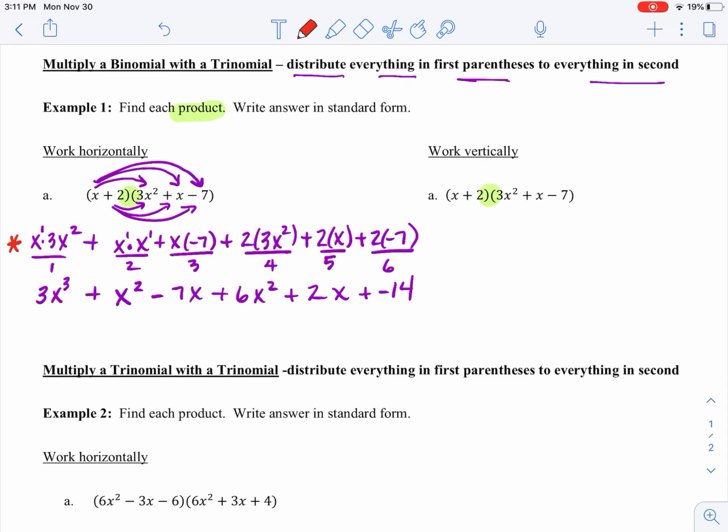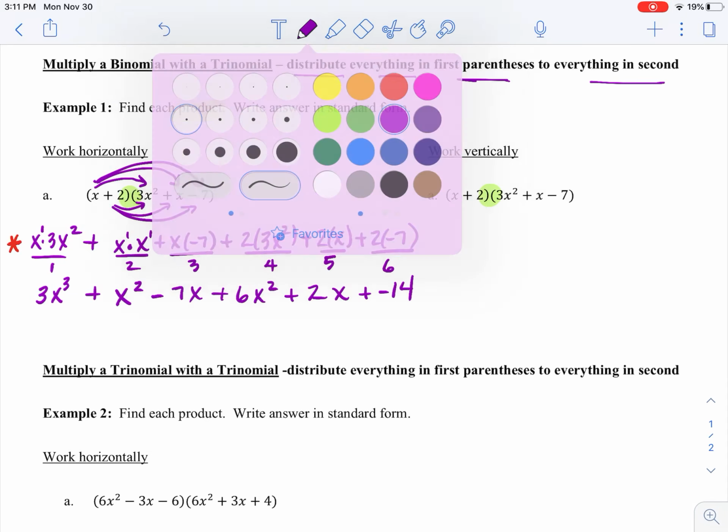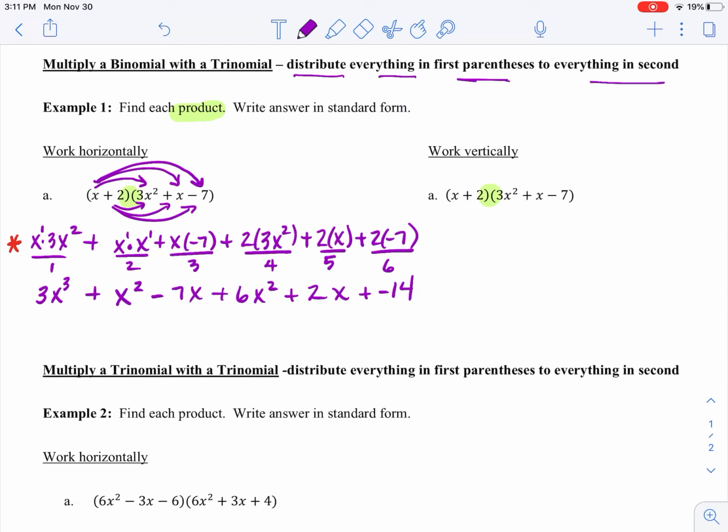You don't have to. A lot of you will do that mentally, and that would actually be better if you did it mentally. But if you need to write it, it's fine also. Now it's all about combining like terms. So we're going to be looking for those like terms. And sometimes when it gets really long, I tell people to cross them off as they go.